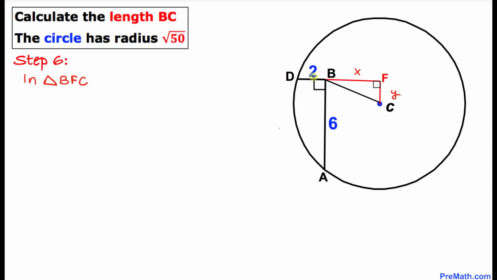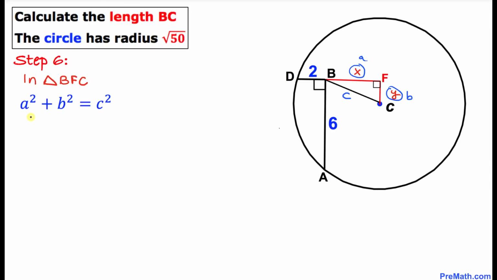BFC. And since this is a right triangle, therefore we are going to use the Pythagorean theorem, a square plus b square equal to c square. In our case, the longest leg is this one, BC. I'm going to call this longest leg c, and then I am going to call this horizontal side a and this vertical side b. Let's go ahead and fill in the blanks.